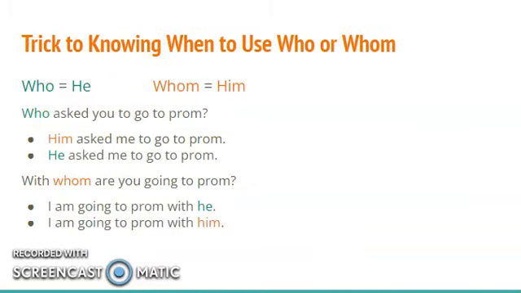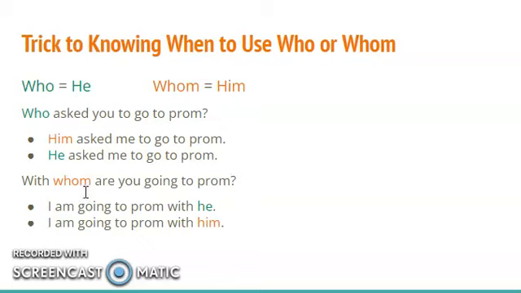Here's the trick to knowing when to use who versus when to use whom. So you have to reword the sentence, okay? And we're going to keep in mind that who equals he and whom equals him. So if someone asked you the question, who asked you to go to prom? Would you say him asked me to go to prom or he asked me to go to prom? Okay? Because you would respond with he, we know that who, remember who equals he, is the right one to use here.